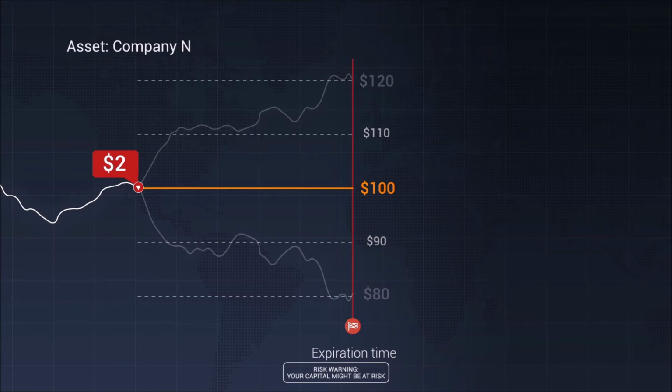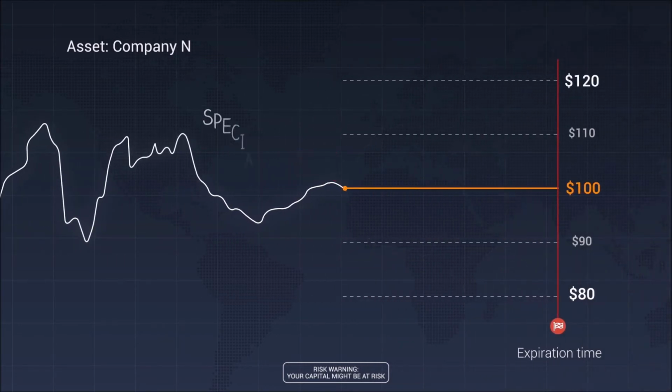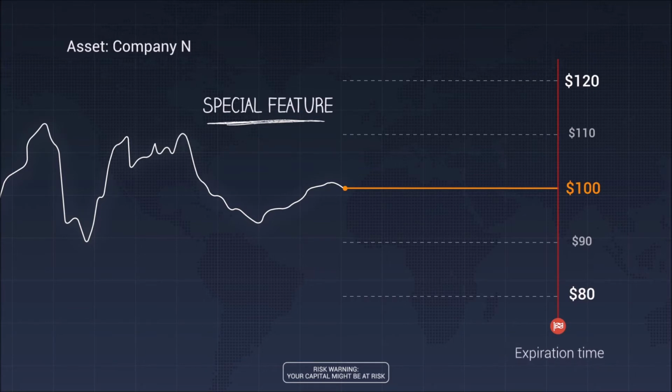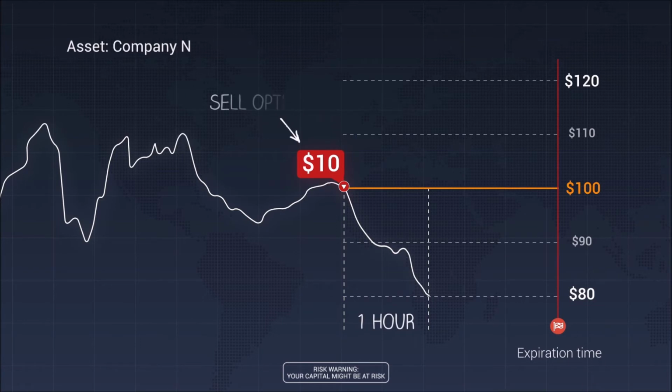With a put option, the option holder has the right to sell shares at a predetermined price. In the example above, where the share price drops, with a put option, the trader can buy the stock at $80 and sell for $100 as set in the option contract, thus making a profit. A special feature of classic options is that you don't have to wait for the expiration time in order to exercise the option. For example, a trader bought a put option for the same $2 and an hour later the asset price fell to $80. The trader can sell the option whenever he wants in order to make a profit.